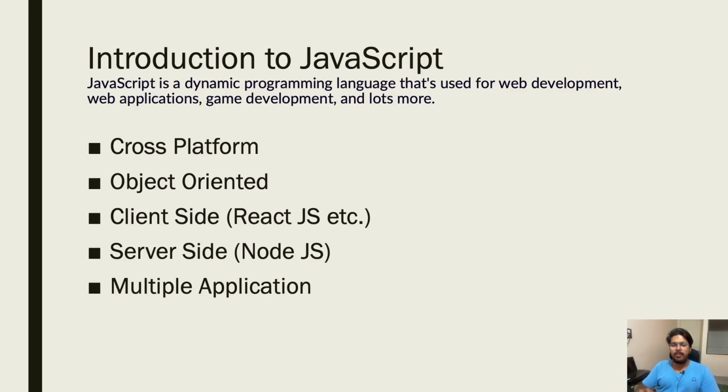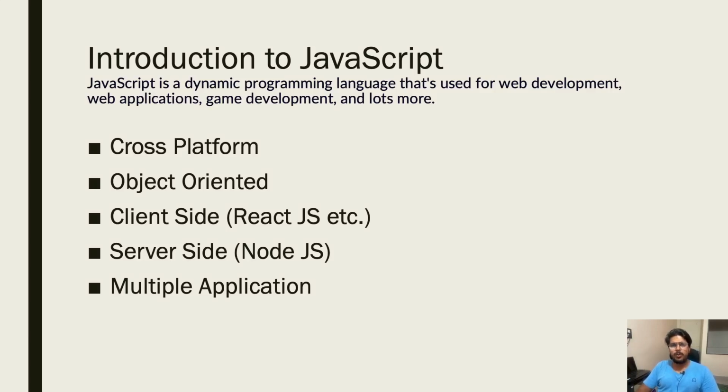Then we come to multiple applications. What does it mean? We can create mobile apps, web applications, desktop applications, and we can also create a game inside JavaScript. That's why JavaScript is very popular right now. So these are the things about JavaScript.